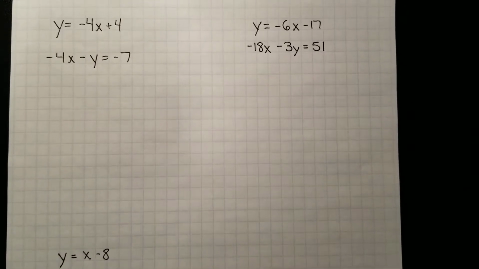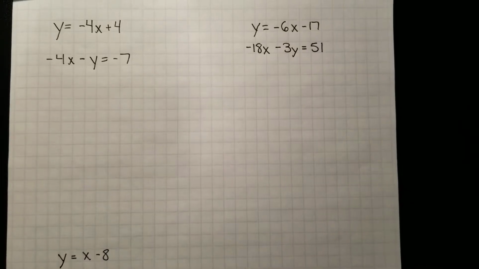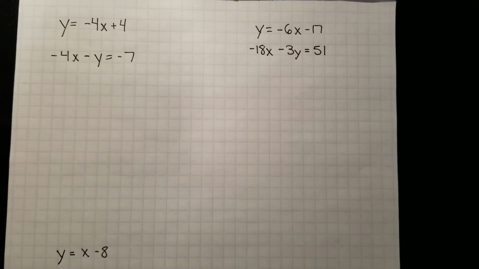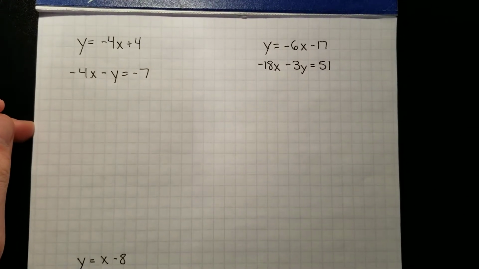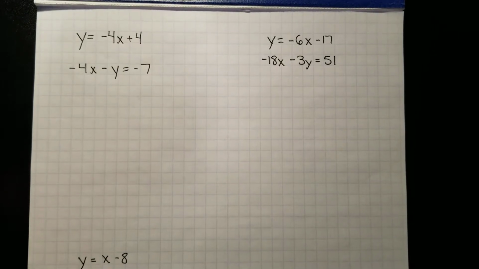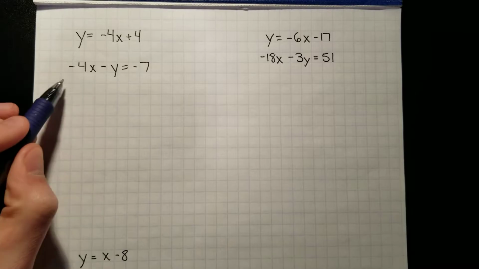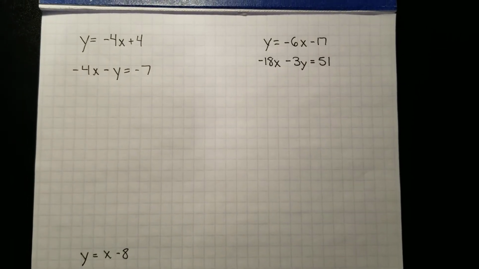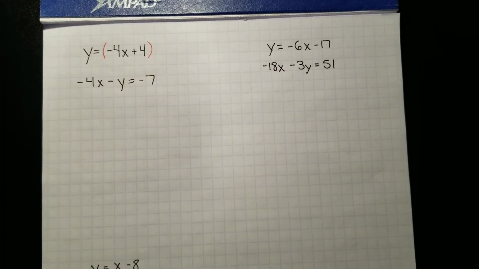So the last thing that we're going to do with solving systems using substitution is to figure out what happens when we have solutions that have special answers. So these first two are going to come out to special solutions. In the first case, we're going to use substitution again. We already know what y is equal to, so that's the negative 4x plus 4.